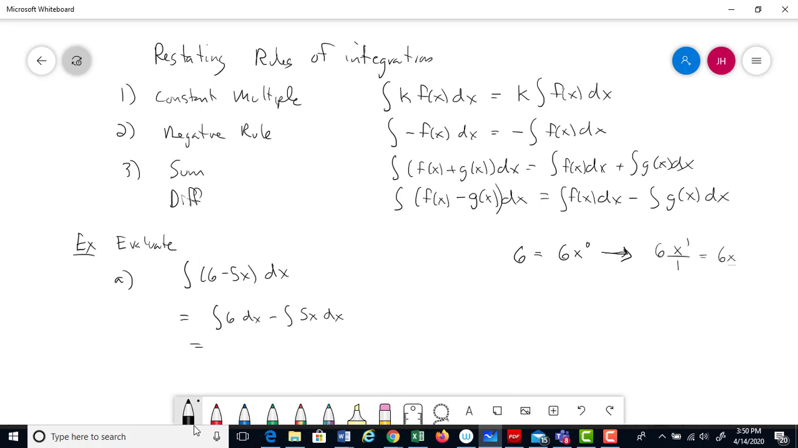Now, what we can also do is pull out constants. So this is the antiderivative of 6 with respect to x minus 5 times the antiderivative of x with respect to x. So this is going to be equal to 6x minus 5 times x squared over 2, and then, of course, plus c.